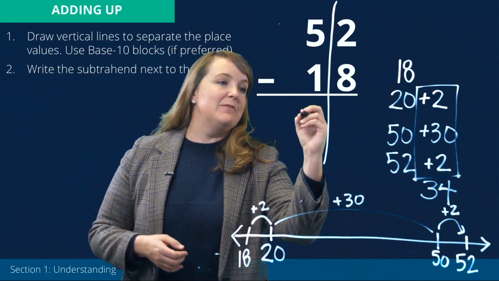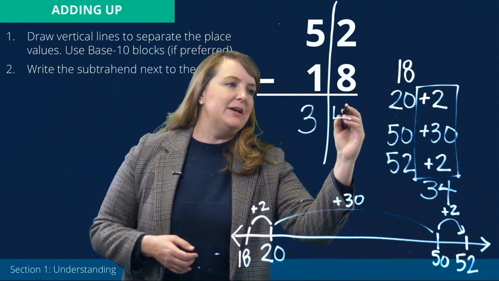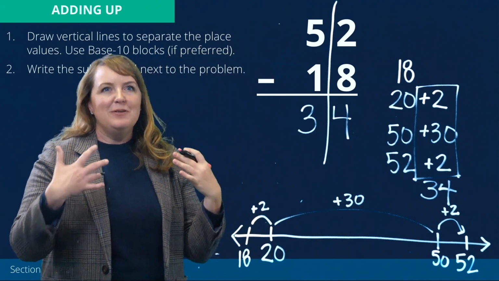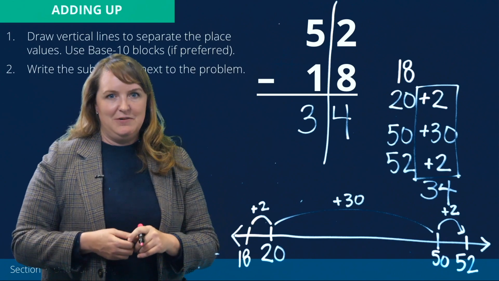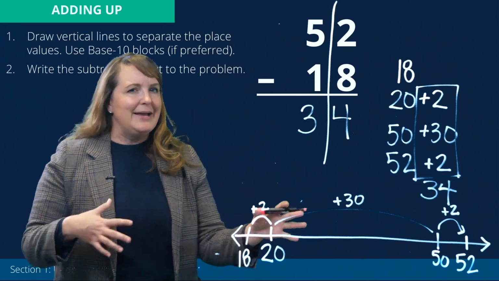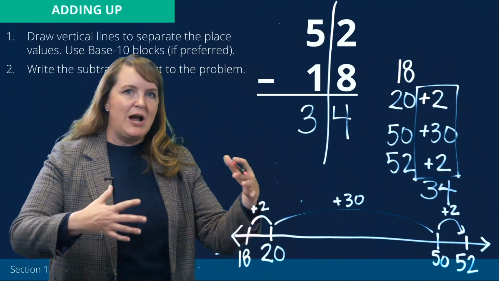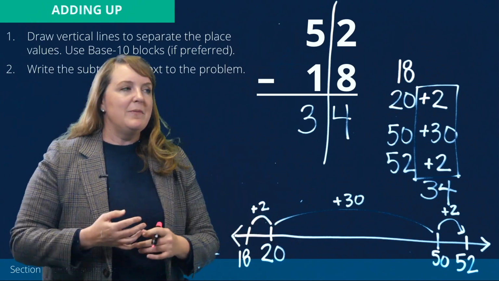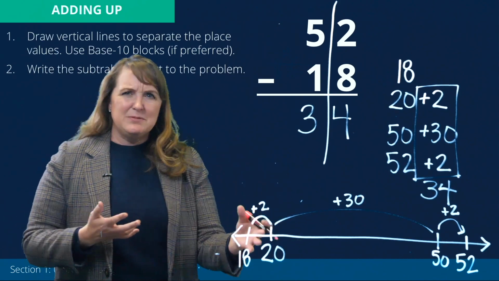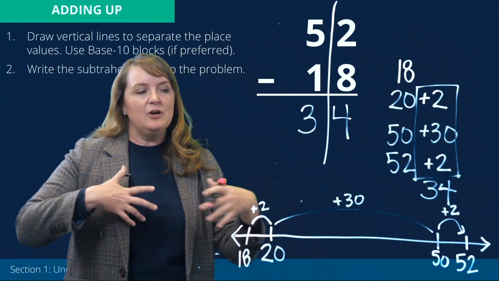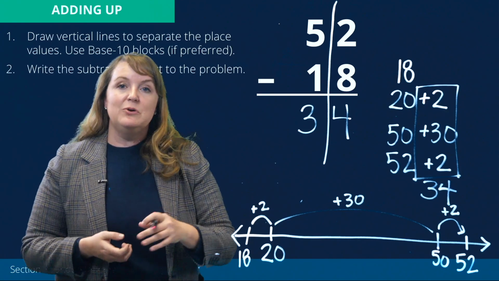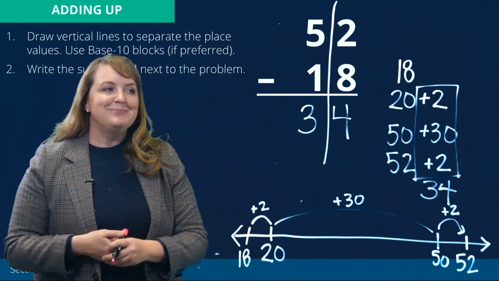And I can go back to my original problem. Very squeaky right now. Write that there. So what is the difference between 52 and 18? The difference is 34. I really like this open number line for keeping track of this adding up for my subtraction. I sometimes prefer it to this over here. You might do both or you might do one or the other. You really have to figure out what works for you and the students that you're teaching.